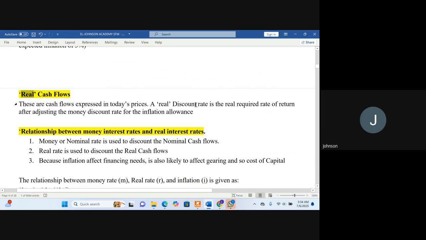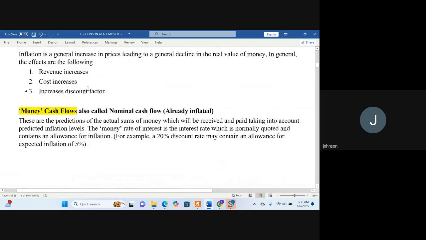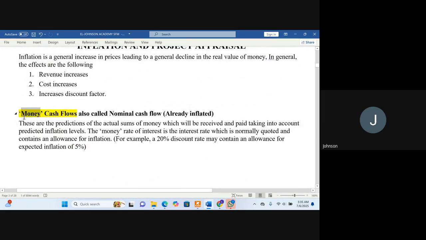A real cash flow or a real discount rate is the real required rate of return after adjusting the money discount rate of return. So whenever you have a real cash flow, it's a cash flow that has not been affected by inflation, or it's a cash flow that you have factored out the effect of inflation. You took out inflation from it. So the money is now without inflation. So they call it real cash flow.